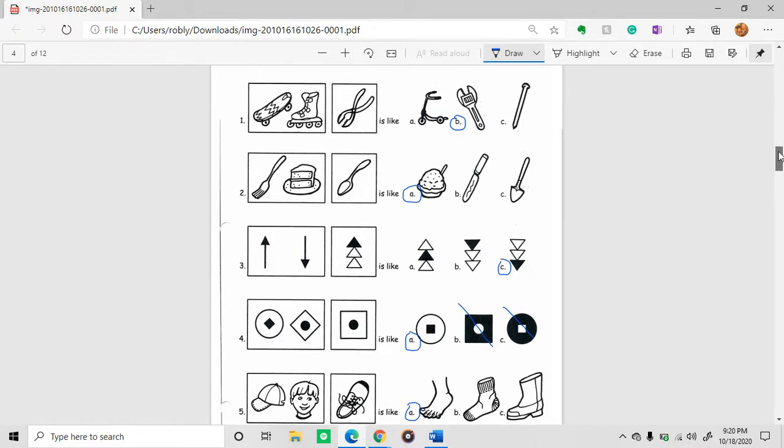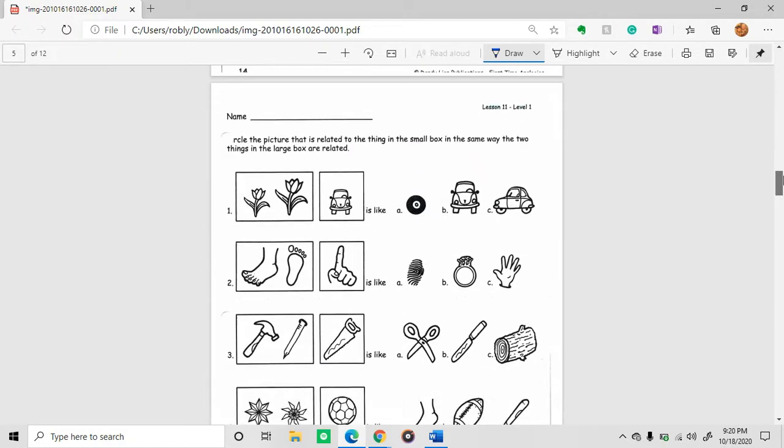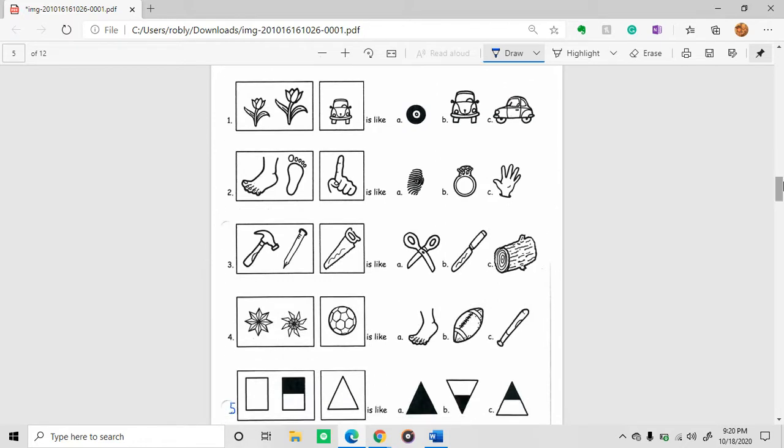Now you don't have this worksheet in front of you, but what I'm going to do is give you another one to do, and I want you to number 1, 2, 3, 4, 5. So here's what your worksheet will look like. You are going to look at the first set of pictures to see how they change or how they go together. And then you want to make the next set go together as well.